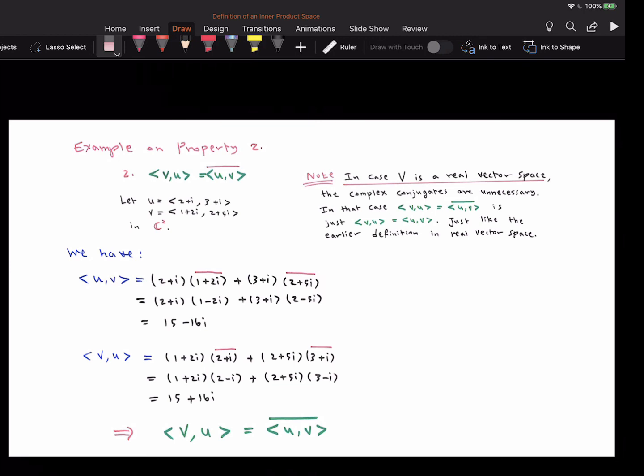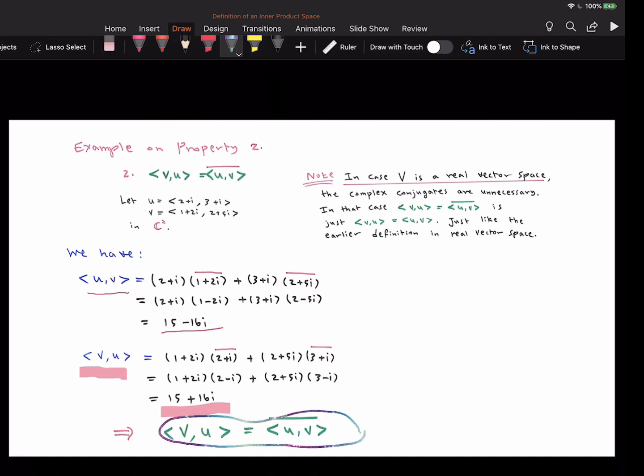Notice if you do V and U, that's going to end up as 15 plus 16i, where earlier the inner product of U and V, which is the other way around, gave me 15 minus 16i. Well, that says that they're not the same. They're conjugates. And that kind of explains property number 2.